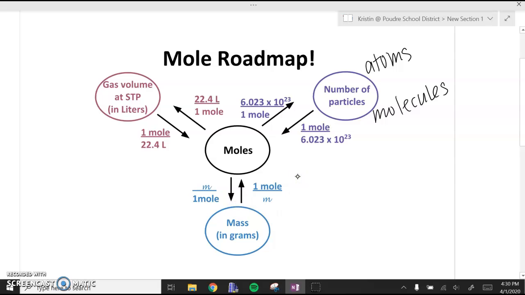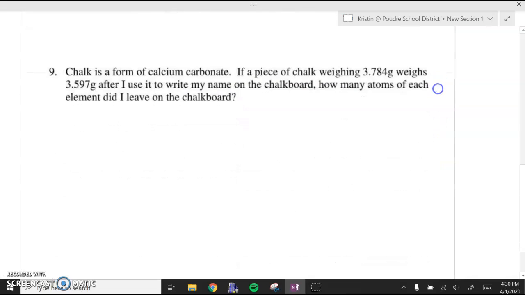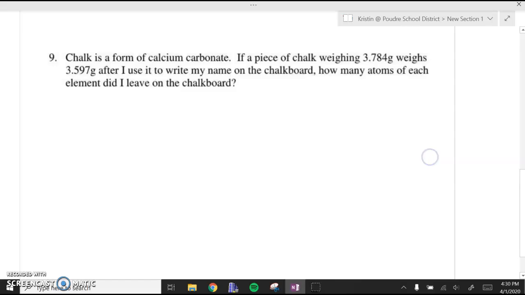Okay, so I have an example here that I'm going to work through, and I'm going to kind of reference our mole roadmap along the way. So this is problem 9. It's talking about chalk, which is calcium carbonate. So I'm just going to go ahead and write that formula out. CaCO3, calcium has a 2+ charge, carbonate has a 2- charge. And so because of that, we only need one of each of those, and it's balanced out.